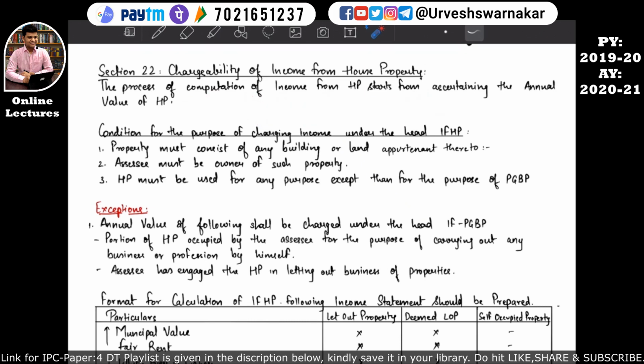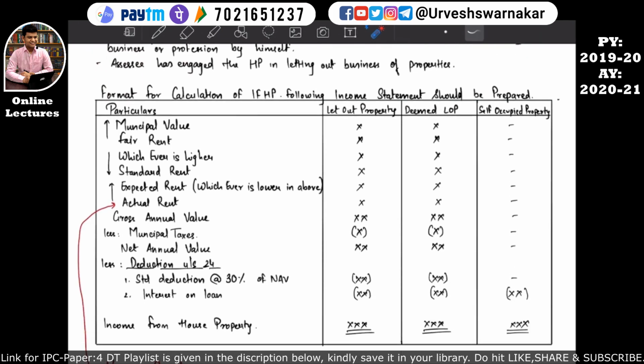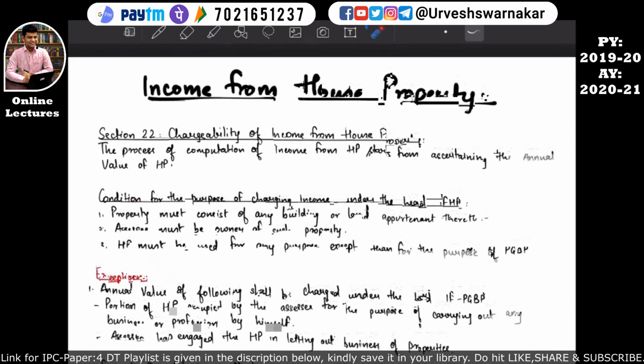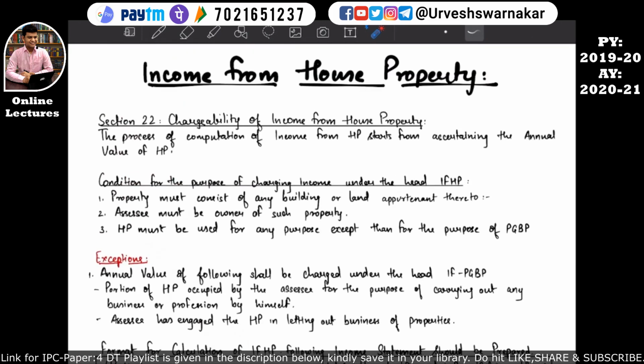So now again let's read section 22. The process of computation of income from house property starts from ascertaining the annual value of the house property. Ascertaining means calculating. So in order to ascertain annual value of house property, an entire table is given by the income tax under the chapter income from house property. So we need to study that. Don't worry, it is a very simple format and you will enjoy the format. Once you understand all this, then you will definitely score full marks under this chapter if any question is asked in exam.